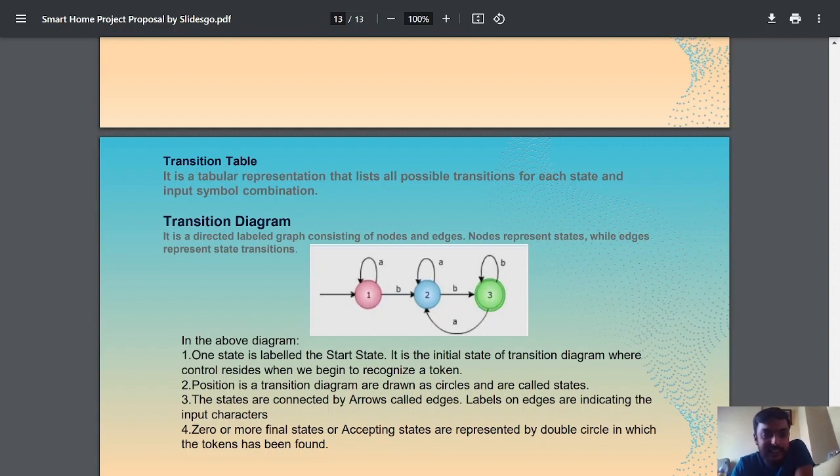One state is labeled as the start state, that is the initial state. In a transition diagram, positions are drawn as circles and are called states. The states are connected by arrows called edges. Zero or more final states or accepting states are represented by a double circle in which a token has been found.